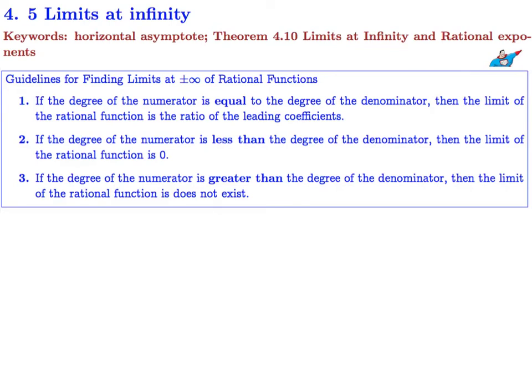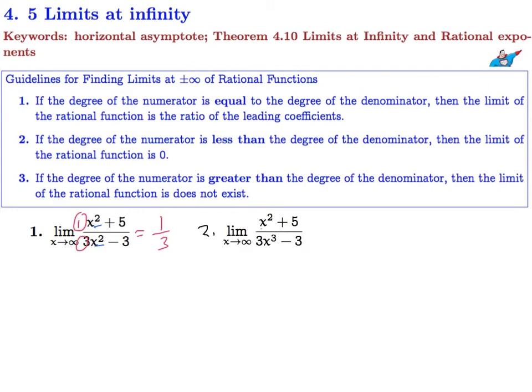So our theorem says exactly what we've worked through with previous functions. 1. If the degree of the numerator is equal to the degree of the denominator, then the limit of the rational function is the ratio of the leading coefficients. This is what we figured out in problem 1: the exponents, the powers, are the same, therefore we just need to take the leading numbers, 1 over 3, and our limit is going to be 1/3. Part 2 says if the degree of the numerator is less than the degree of the denominator, then the limit of the rational function is 0. In this case, the degree of the numerator is 2, the degree of the denominator is 3, and therefore our limit is going to be 0, just like we found before.